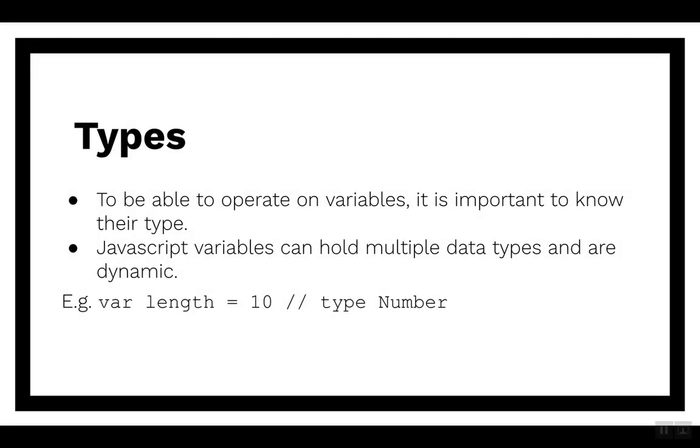So types. Type is very important when we declare a variable. That means we know what specific data type the variable will hold. So in this case, we have variable length equals 10. That means the variable length is of type number. If you were to store a string, this will be of type string. So if the 10 were in double quotes, that means we were holding the data type of string in variable length.